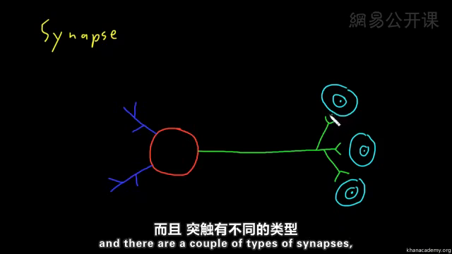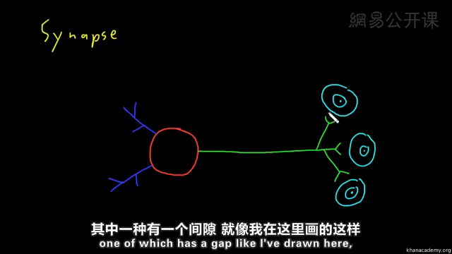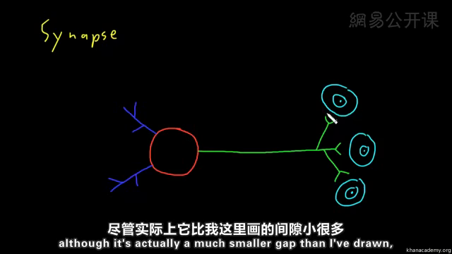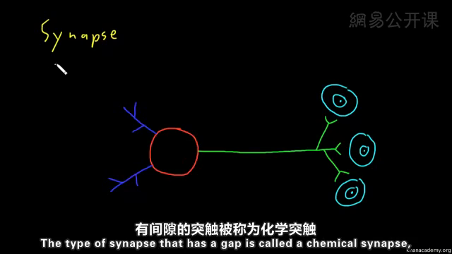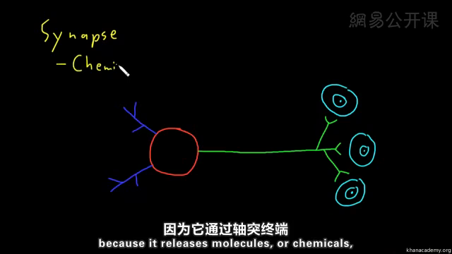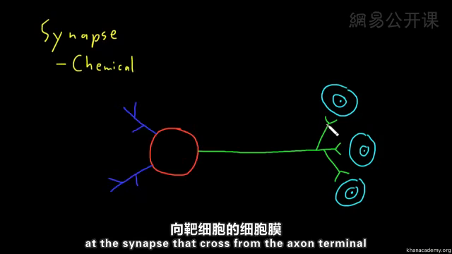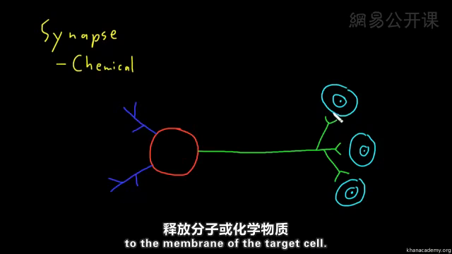And there are a couple of types of synapses, one of which has a gap like I've drawn here, although it's actually a much smaller gap than I've drawn. And the other one doesn't have a gap. They're physically connected. The type of synapse that has a gap is called a chemical synapse, because it releases molecules or chemicals at the synapse that cross from the axon terminal to the membrane of the target cell.